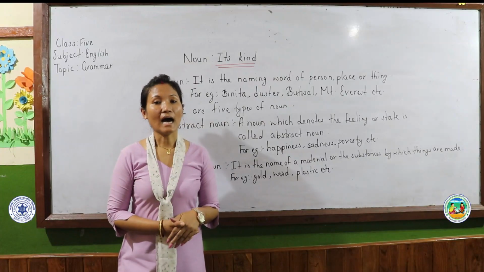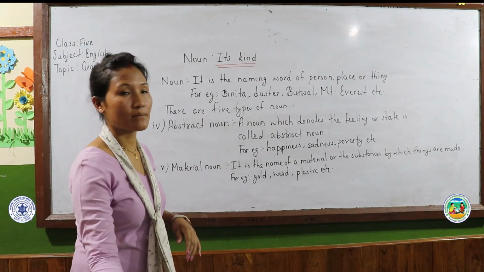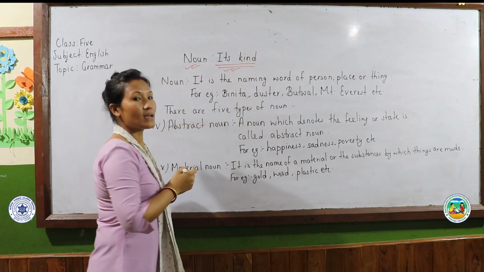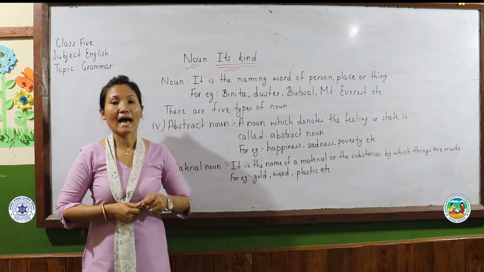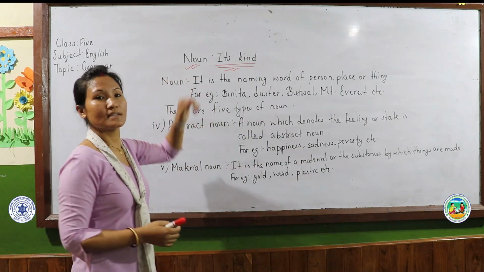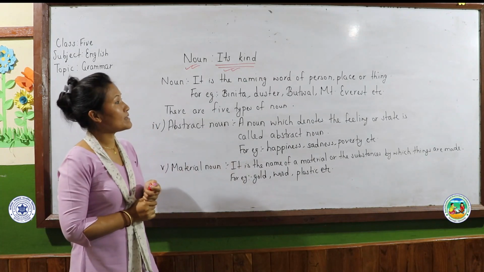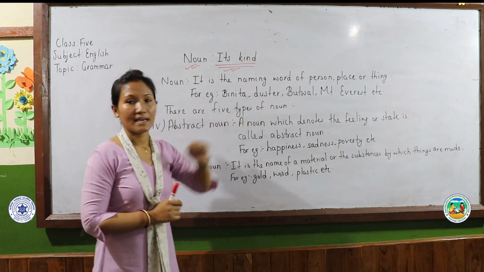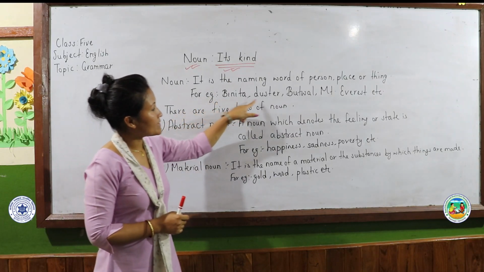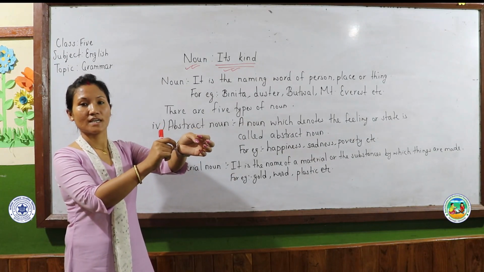Now, in our today's class, we learned about what? We learned about noun and its kind. Before we depart, I would like to summarize once again whatever we learned today. Noun. Noun is the naming word of person, place or thing. For example, I have written here, what is this? It is watch. It is noun.